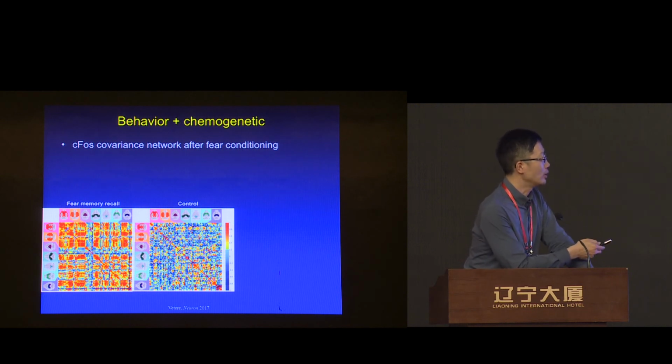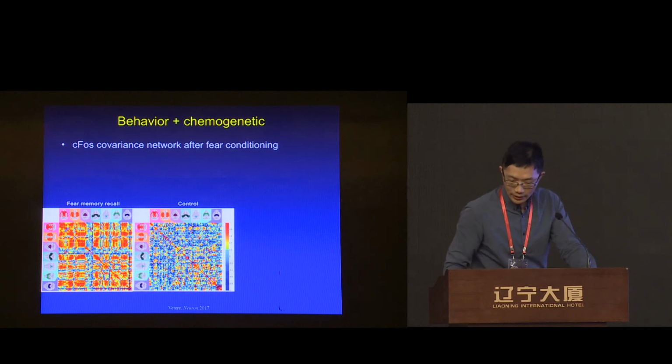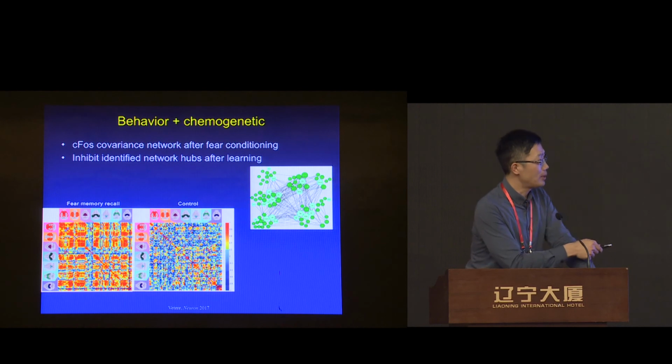However, it could be a very powerful technique to combine with behavior and inhibiting certain network hubs. So in this work, in the mouse, they use c-Fos, not resting state fMRI, to construct this network after fear conditioning learning. And they identify network hubs that, if you remove that hub, could change the whole network construction.